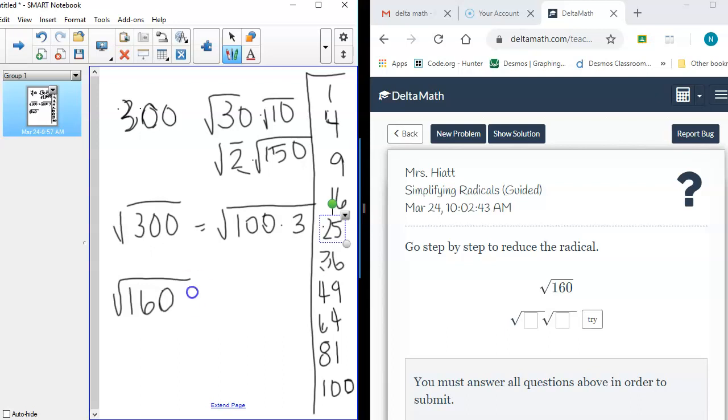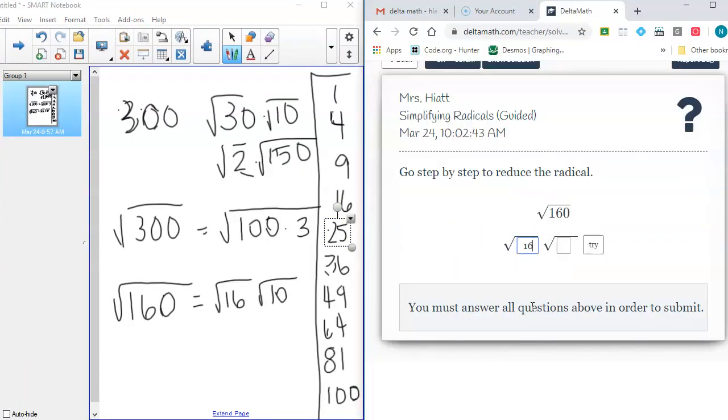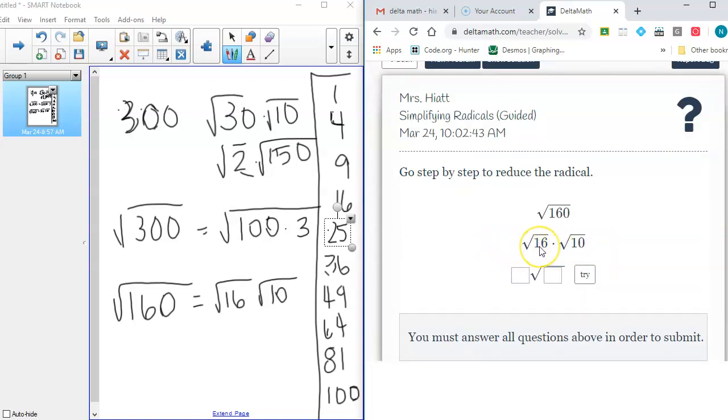So for this one, we can see 16 times 10 would give us 160. So we could break this down into 16 times 10. So you've got the square root of 16 times the square root of 10. So if we go over here, we could type in 16 and 10. I'll click try. The square root doesn't have to come, well, on these it might have to come first.